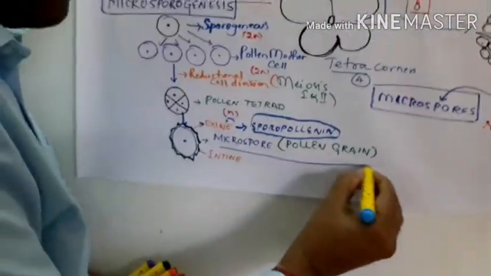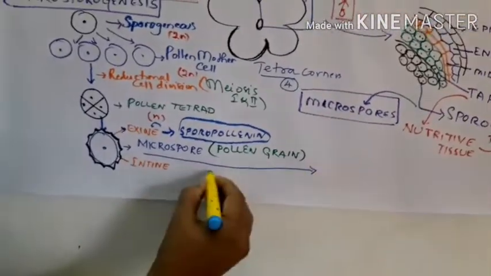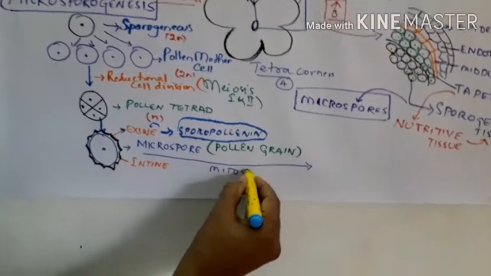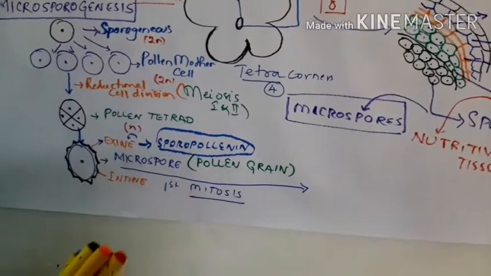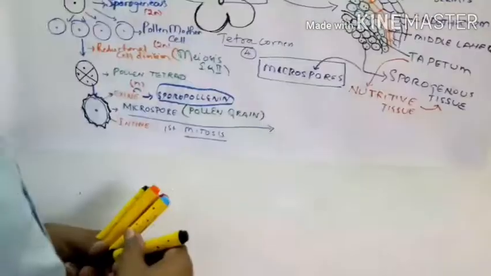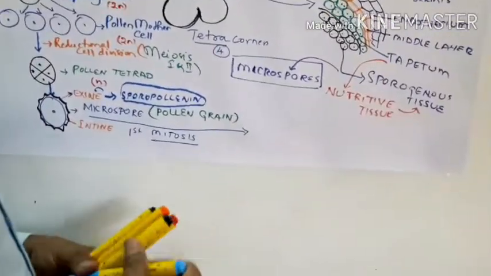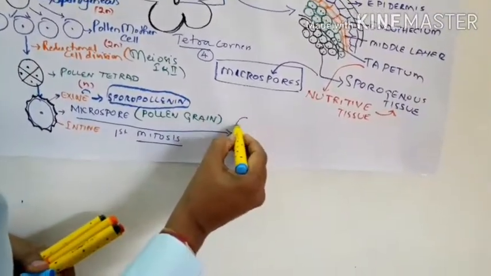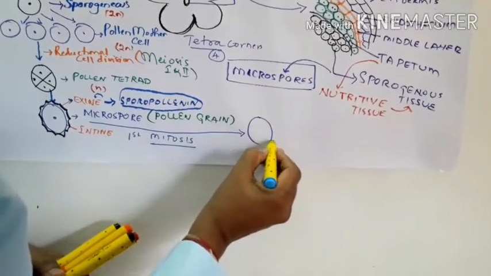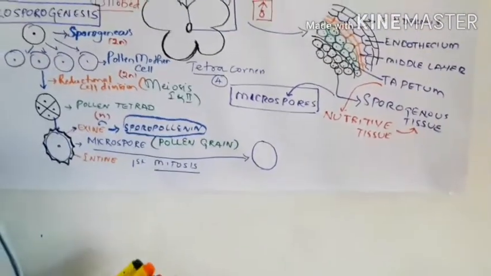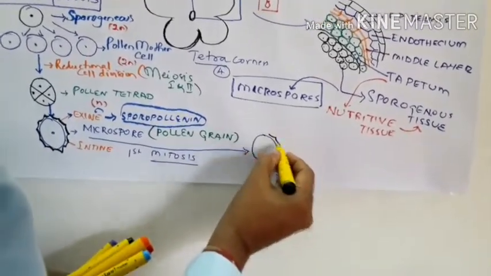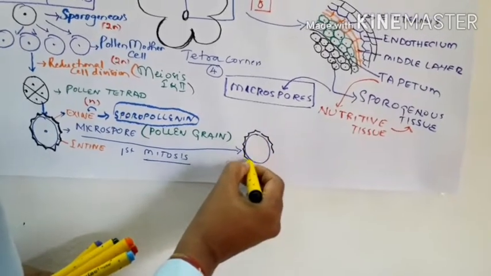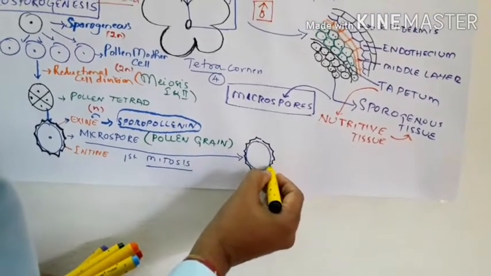Now this microspore will go for the next step. I can draw it here. It proceeds for the first mitosis division. Let us proceed for the first mitosis division, children. You draw the diagram here. This is your pollen grain, and you have the ornamentation on the outer part. What is this part, children? By now you should remember, that's the exine. Very good.